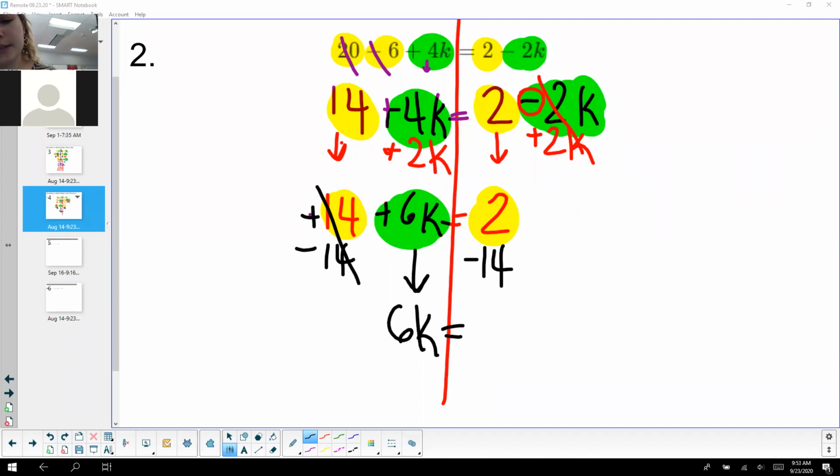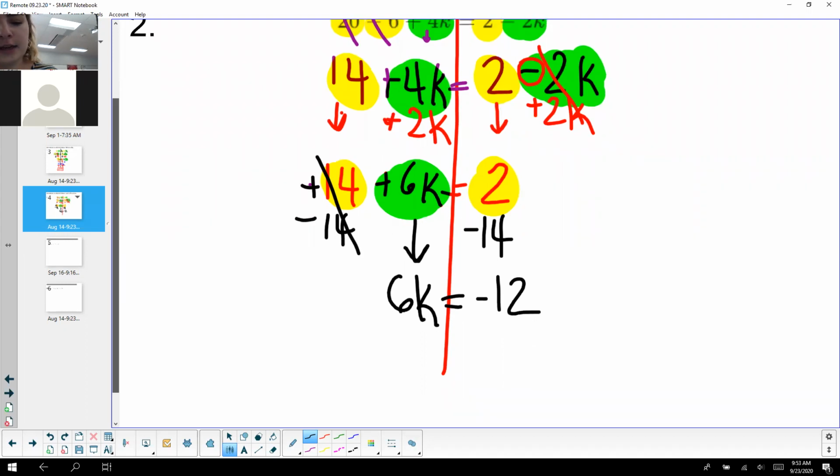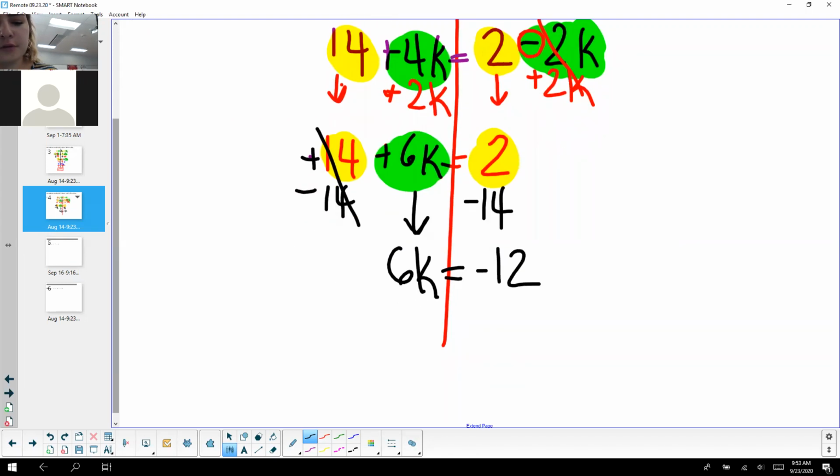So I'm bringing down my 6K. Then I've got 2 minus 14. If I enter that in my calculator, 2 minus 14, I'm going to have negative 12. And finally, I need to get K all by itself. I know that 6K is the same thing as 6 times K. So to undo that multiplication, I'm going to divide both sides by 6. That's going to cancel. I'm going to be left with K equals negative 12 divided by 6 gives me negative 2.